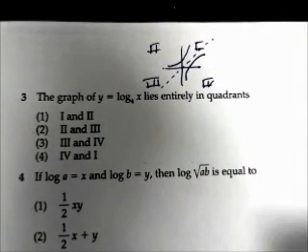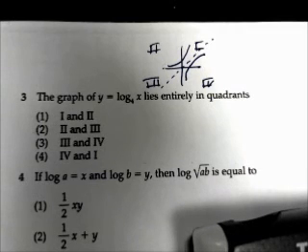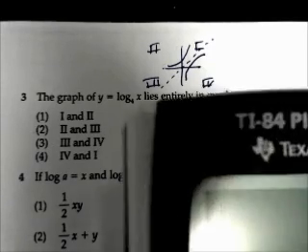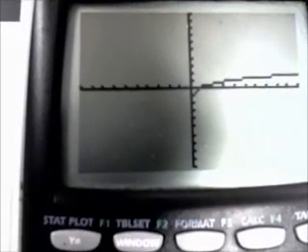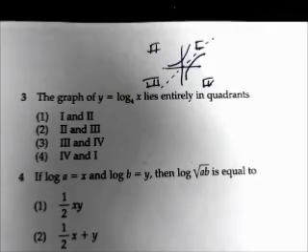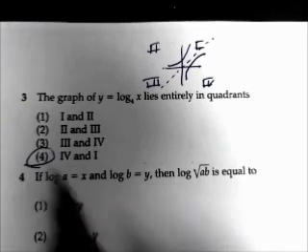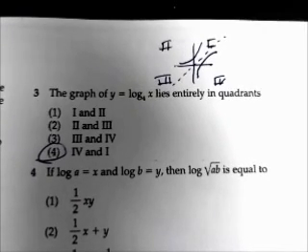Now just take your calculator and just simply double check. Key it into y equals. All right. Y equals alpha window number 5 log base 4 of x. There's the graph in quadrant 1 and 4. So that's option 4.